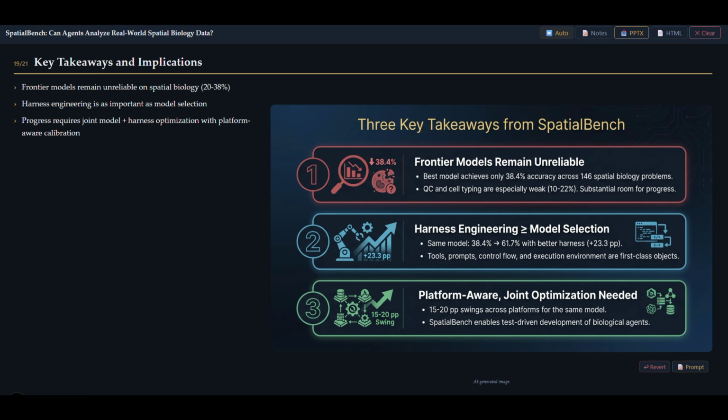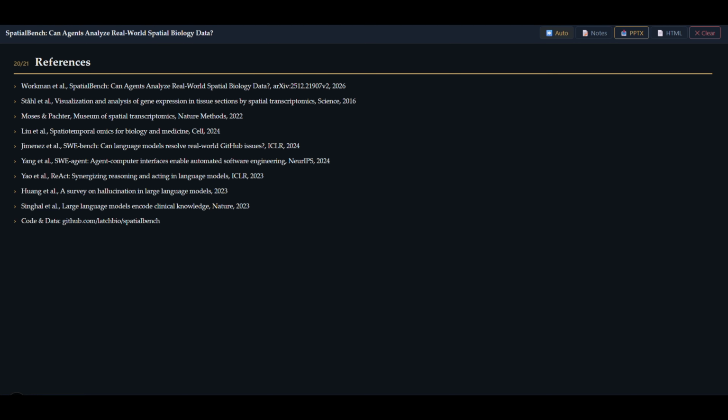Third, progress requires joint optimization of model and harness with platform-aware calibration. 15 to 20-point swings across platforms mean one-size-fits-all won't work. SpatialBench provides the yardstick and diagnostic lens for this test-driven development.